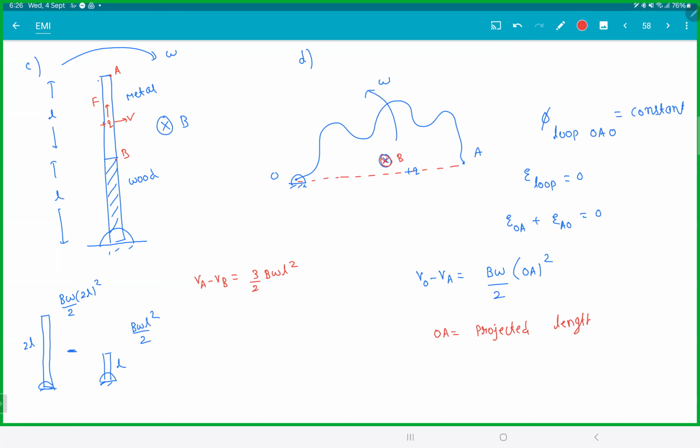It doesn't matter what the shape is, because if you complete the loop, the total flux is zero. Therefore, the EMFs must be in opposite directions. Clear with this? So that whole curved rod will behave like a straight rod. This produces EMF like this. This also produces EMF like this, and both are cancelling out. Is the D part clear, everyone?